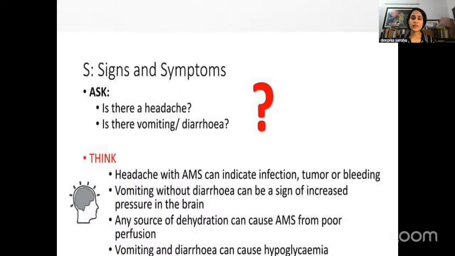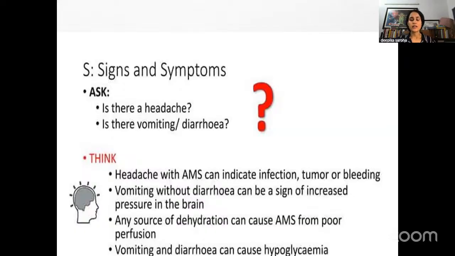Then ask whether there was a history of headache, with or without fever, and whether this was an acute, subacute, or chronic presentation, in terms of meningitis, encephalitis, meningoencephalitis, or some toxic inhalation, intoxication or gaseous inhalation. Ask about associated signs of raised intracranial pressure such as vomiting, or a preceding history of diarrhea, which will suggest that some infectious process has happened and eventually led to AMS.